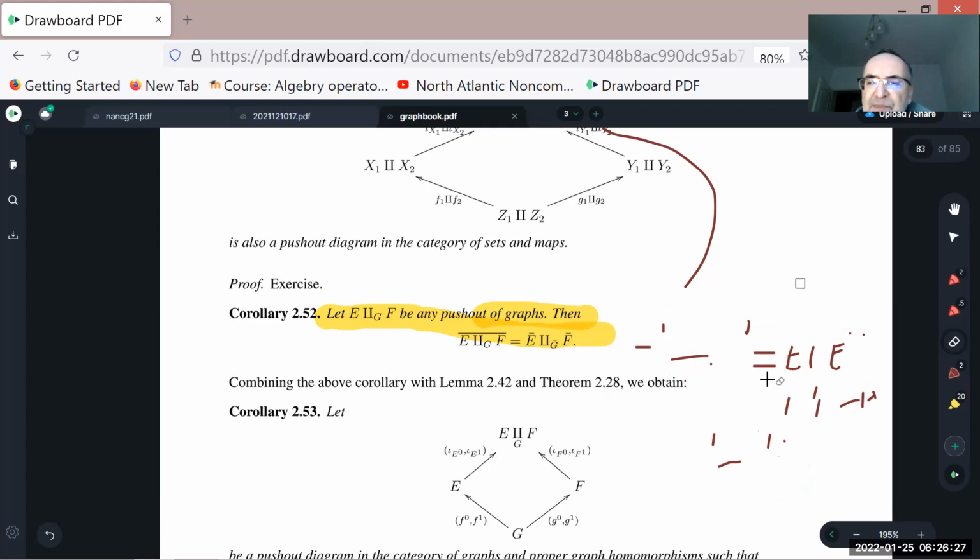So theorem 2.28 is precisely the push out to pullback theorem for Levitt-Pav algebras, okay?